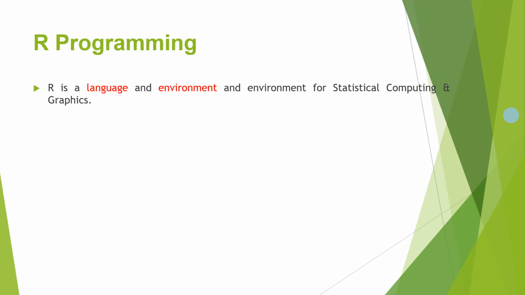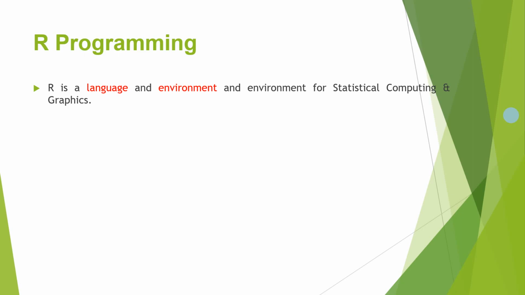Okay, let's move to the R programming part. So R is a language and environment, and it's an environment for statistical computing and graphics. So what does it mean by language and what does it mean by environment?